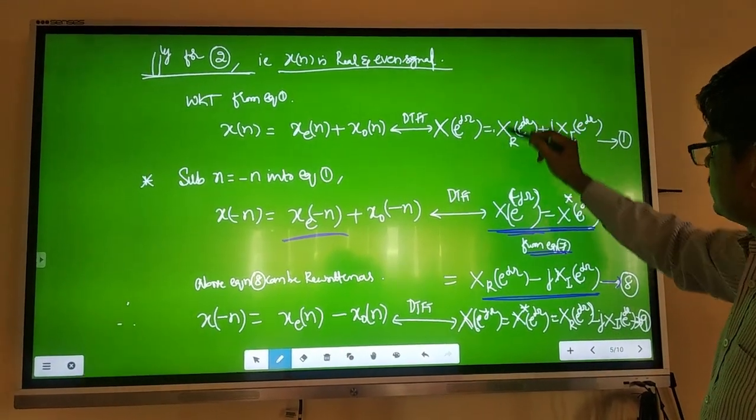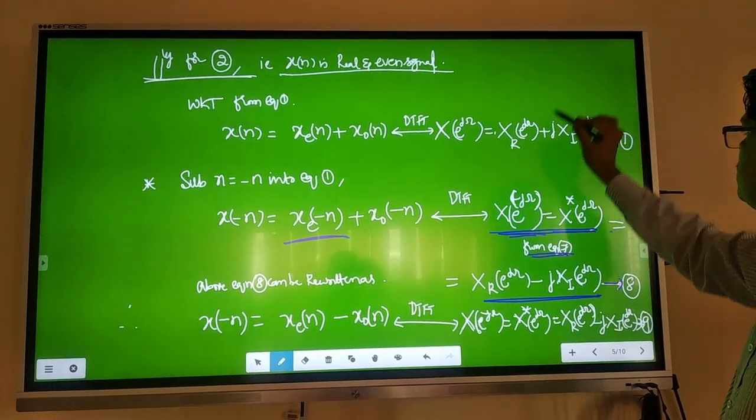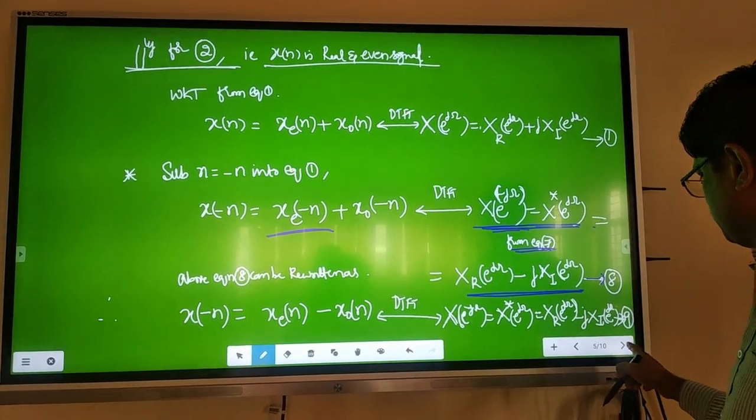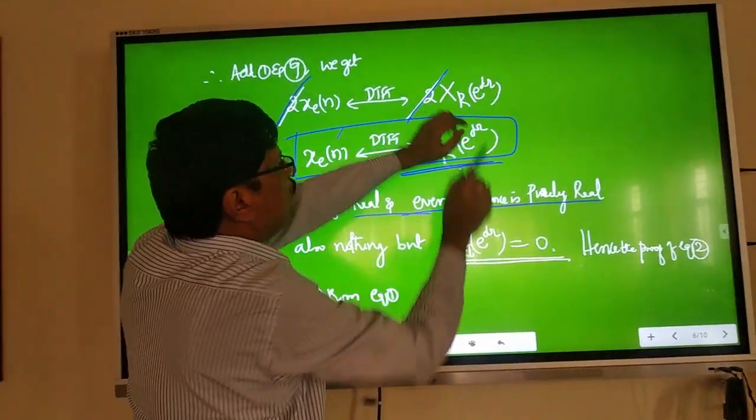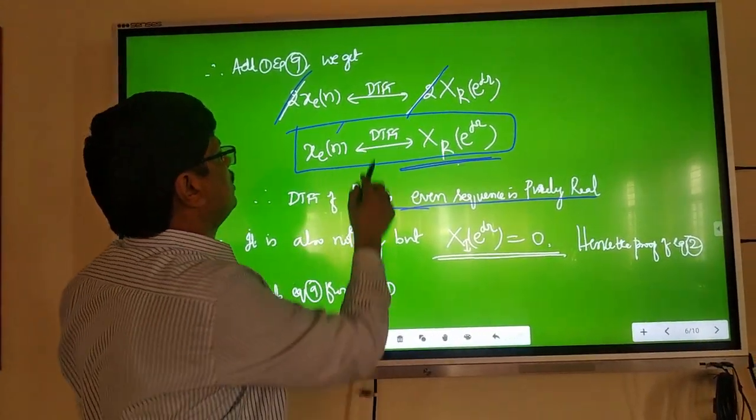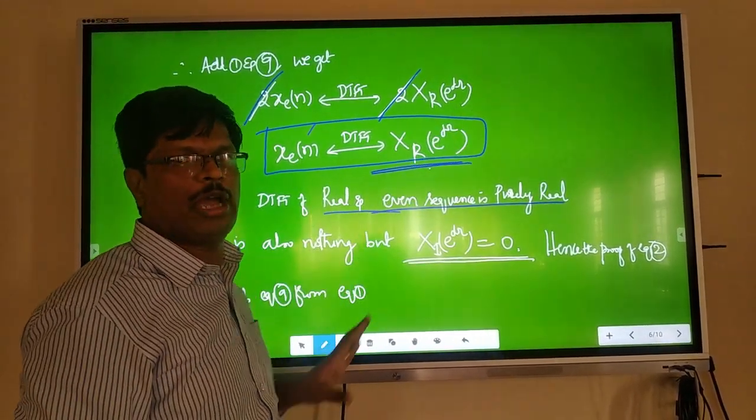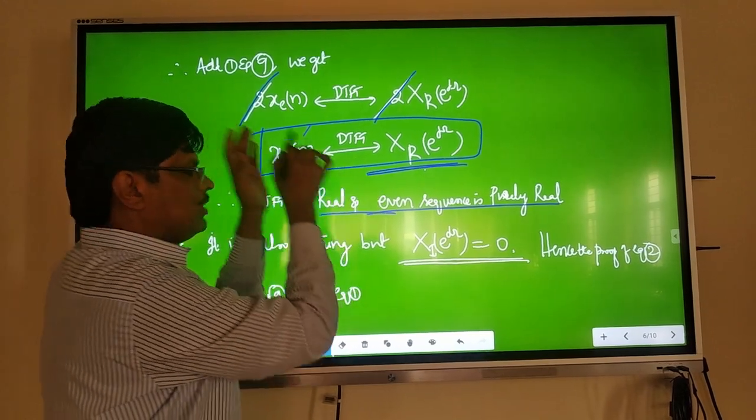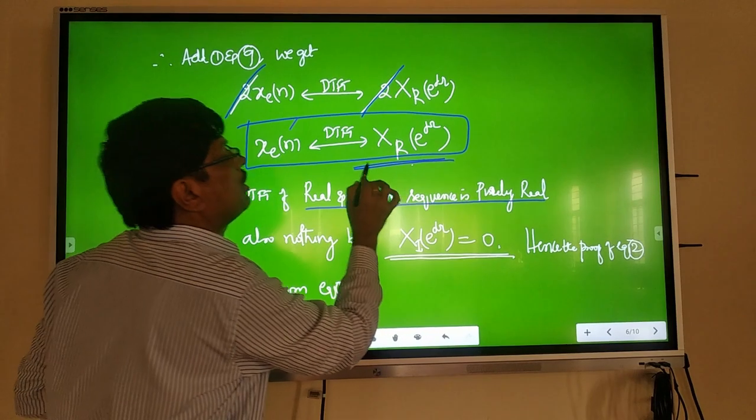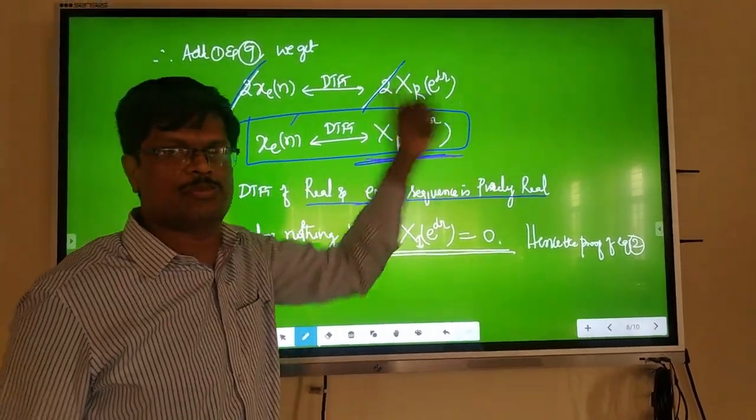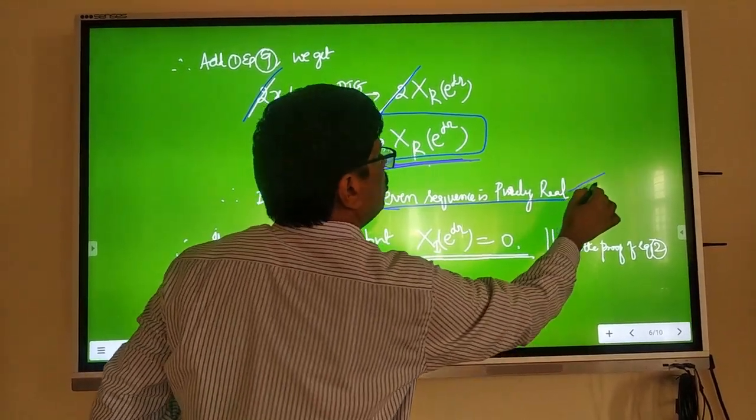See this? Right side is x_r of e power j omega, 2x_r of e power j omega. This is getting cancelled, plus j minus j. Therefore, the answer is 2x_e of n DTFT is equal to 2x_r of e power j omega. Only real term. That is nothing but 2 gets cancelled. DTFT of even term is x_r of e power j omega. That means if the sequence x of n is real and even, then DTFT gives only real terms, no imaginary terms. Similarly, DFT of a real and even sequence is purely real.